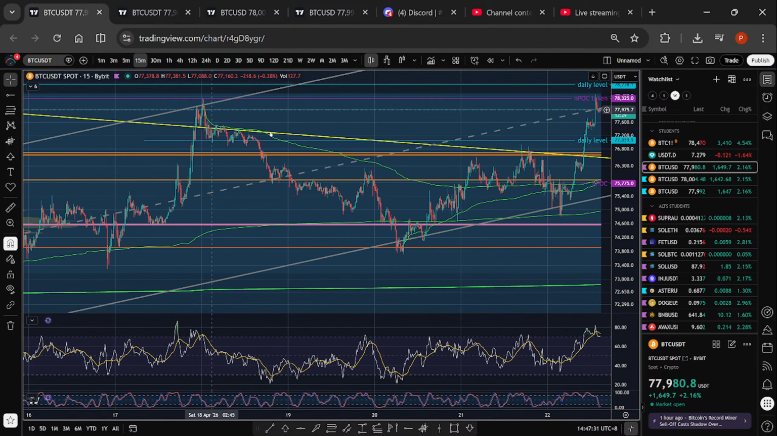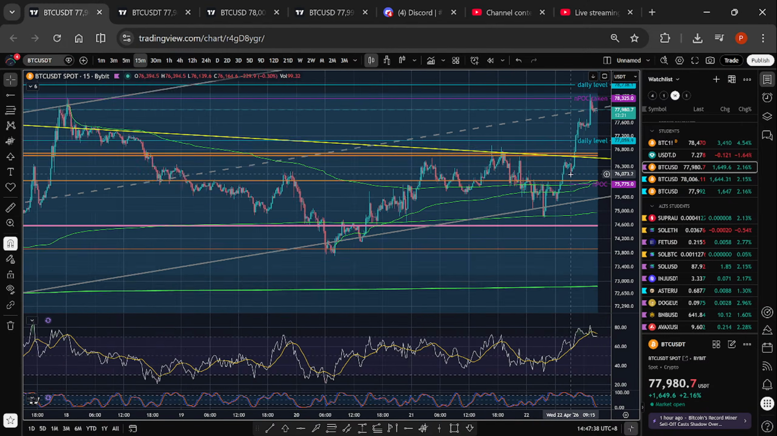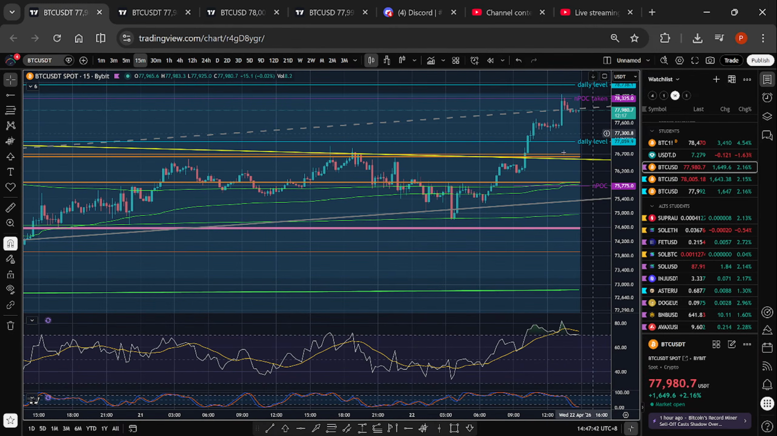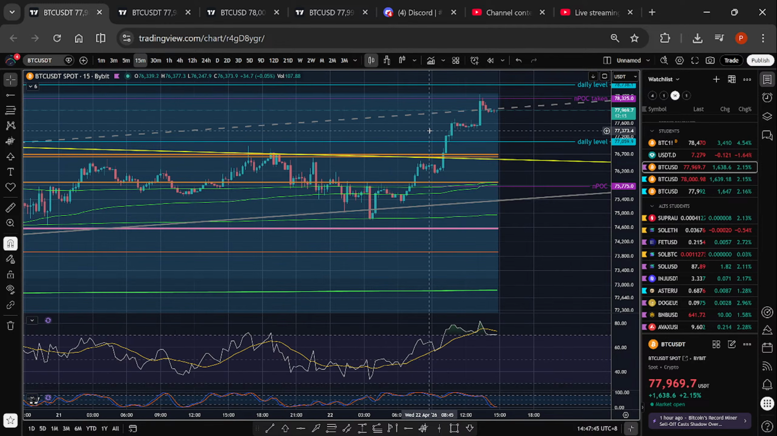1, 2, and on the third touch go through. So it could come down and retest the trend line now. And then at that same time take that MPOC and then break back out again. So I think it's somewhere up in here would be a perfect short level.